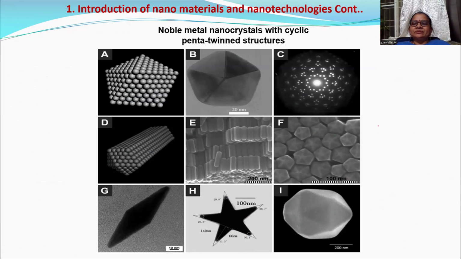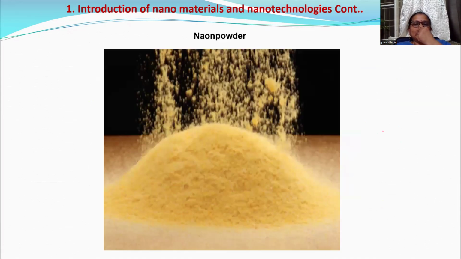Then when it comes to the next slide, a few more examples. Not only 100 nanometer, 200 nanometer, 10 nanometer, but it is also available as a nano grain, like a powder.